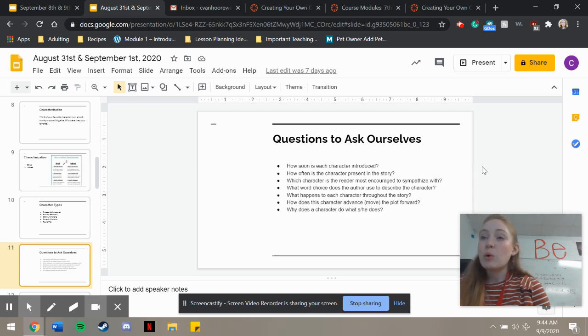All right, the next thing is, what word choice does the author use to describe the character? How do they describe them? What happens to this character throughout the story? Does this character have bad things happen to them? Do they have good things happen to them? What's happening to the character?